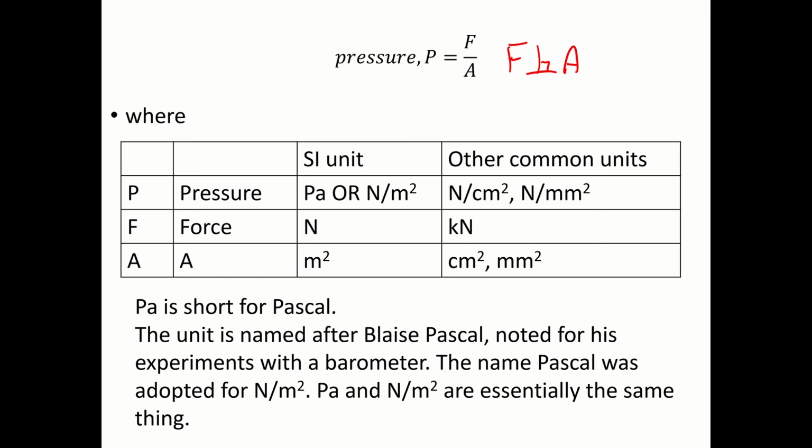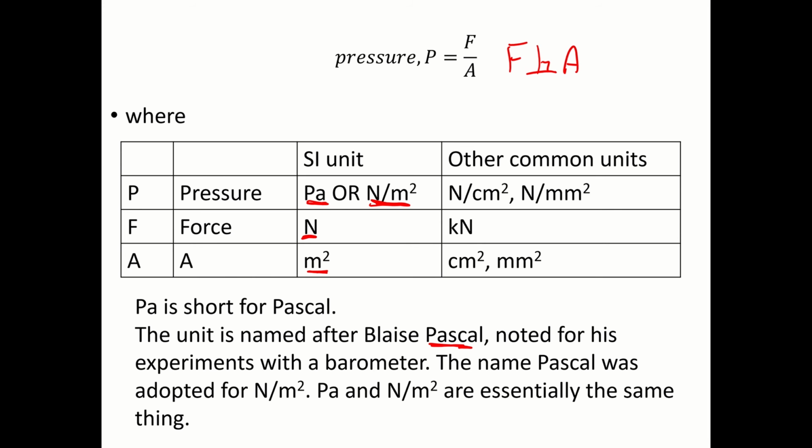The SI unit for force is newton, the SI unit for area is meter square, and therefore when we have newton force over area, that will give us newton over meter square, and the SI unit is newton per meter square. But this scientist known as Pascal is noted for his experiments with a barometer, which you will learn later on. Because of that, we name the unit for pressure with his name, Pascal. So essentially, Pascal and newton per meter square are the same thing.